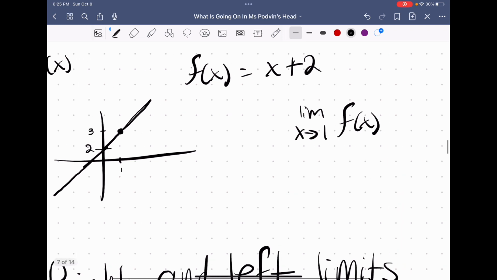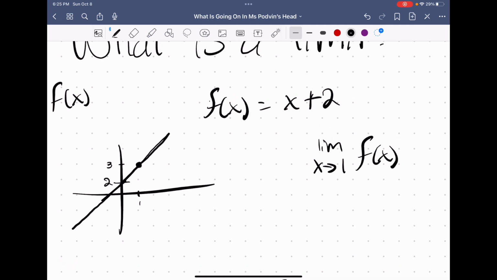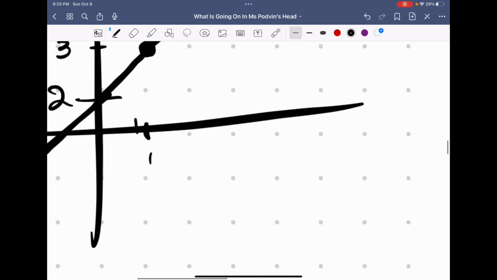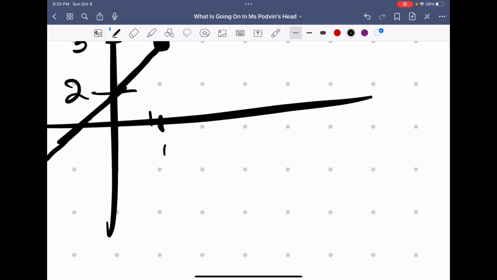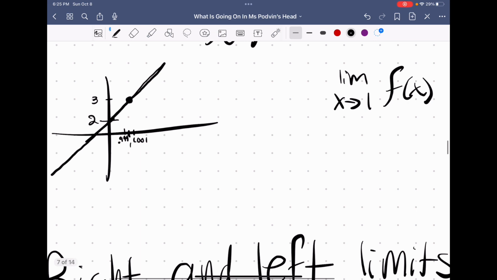When we talk about a limit as x approaches some number, we are looking super close to 1 from the left and right limit. Now, what is a left and right limit? A left and right limit is when we talk about some number to the left and to the right of 1 in this example. For example, 0.999 and 1.001. 1.001 is to the right of 1 and 0.999 is to the left of 1.